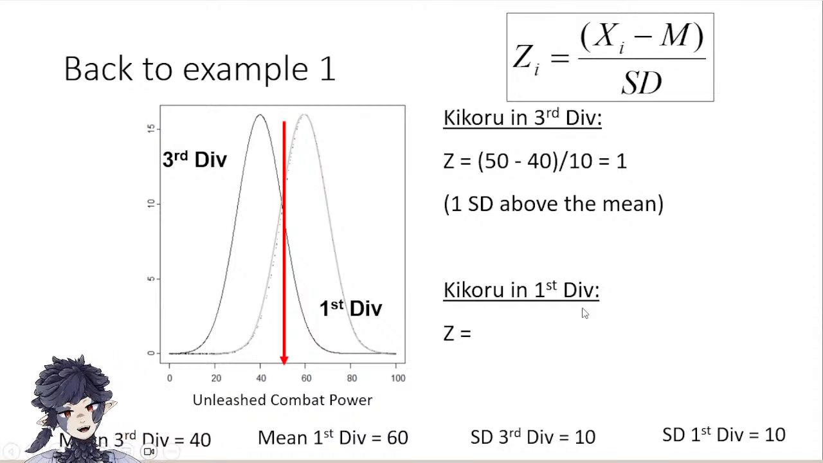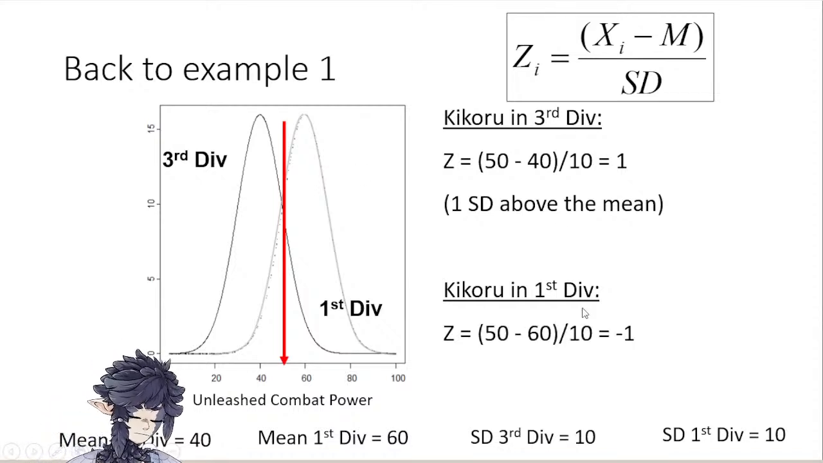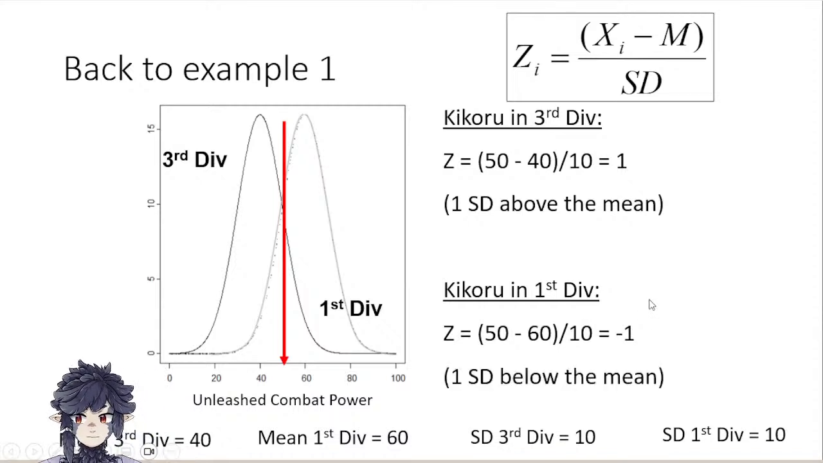In the first division, though, Hikaru's strength was a z-score of negative 1. This means that she's one standard deviation below the mean, and this means she's below average, and she's 1 unit of distance below average. So she's fairly below average in the first division.